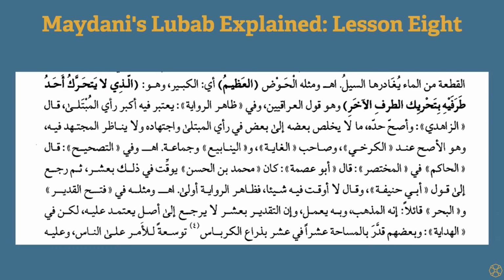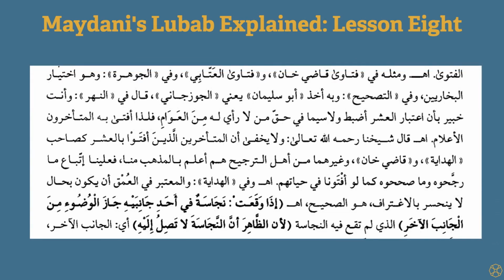توسعة للأمر على الناس. So he says وعليه الفتوى, and that's what the fatwa is, according to Sahib al-Hidayah. ومثله في فتاوى قاضي خان, same thing in both giants. وفتاوى العتابي. Then he quotes in الجوهرة النيرة وهو اختيار البخاريين as well, which is the madhab of صاحب الهداية, the locality. وفي التصحيح وبه أخذ أبو سليمان يعني الجوزجاني, the student of Imam Muhammad.